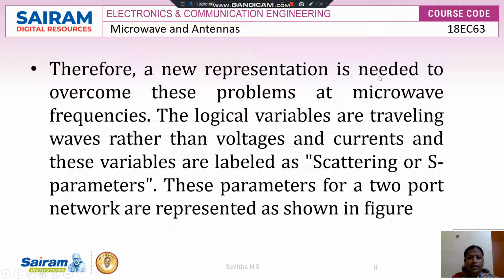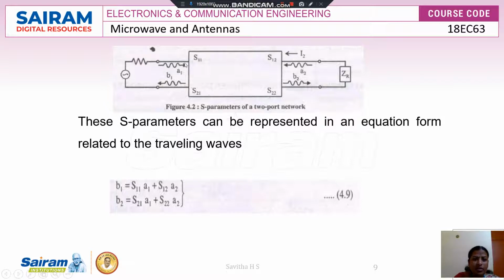Therefore, a new representation is needed to overcome these problems at microwave frequencies. The logical variables are traveling waves rather than voltage and current. These traveling waves are considered with the scattering or S parameters. It is represented by the figure like this. These are called the traveling waves, and the parameters are S11, S12, S21 and S22. A1 is the incident wave and A2 is also an incident wave.